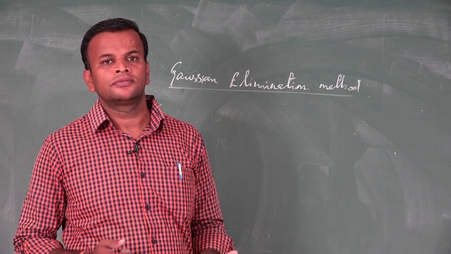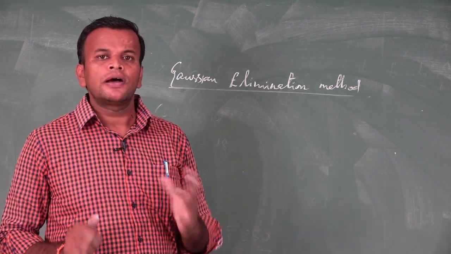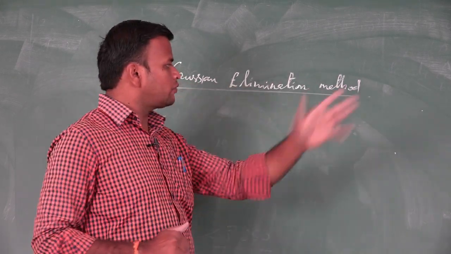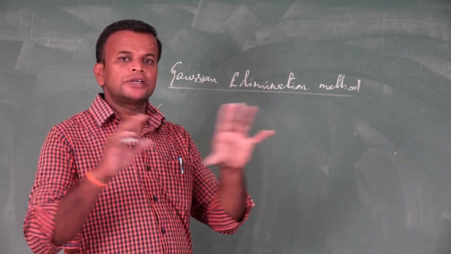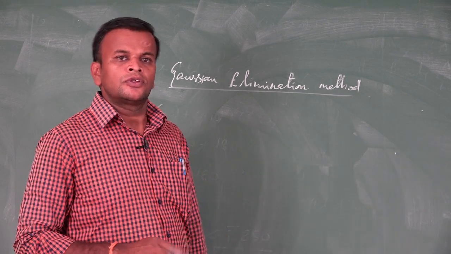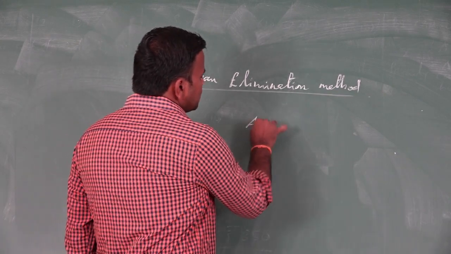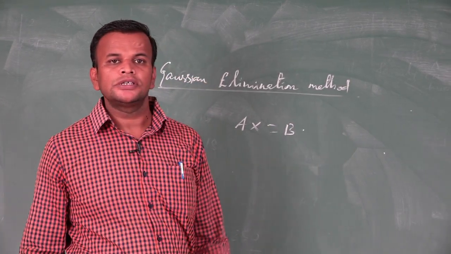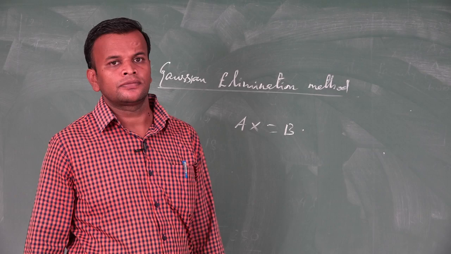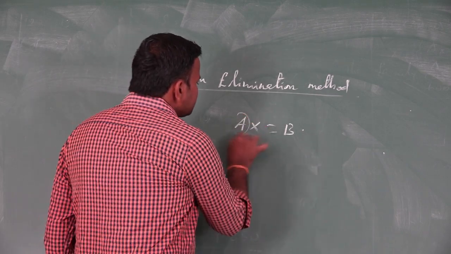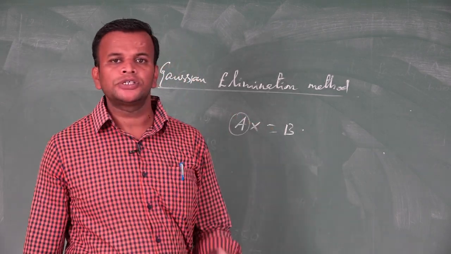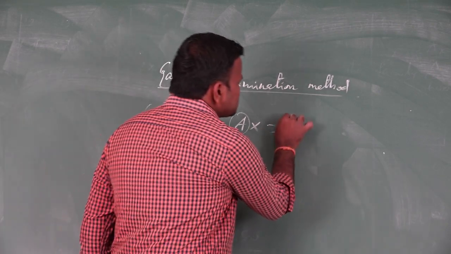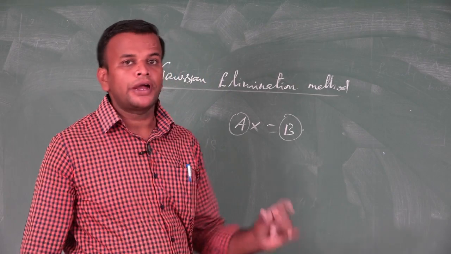How to solve? The first step: we convert the given system of equations into an extended matrix form. We already saw in the matrix method that the given system of equations is converted into the form AX equal to B, where capital A holds the coefficients of x, y, z in the given equations, and the RHS B is a constant matrix.